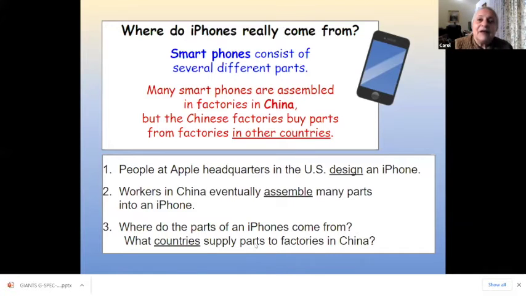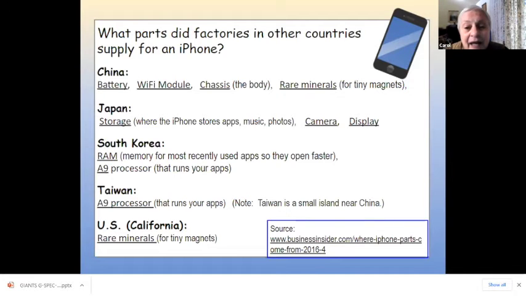So, where do iPhones really come from? This is a much smaller product, but it also consists of parts. This is based on a business magazine article that I found, a trade journal. A lot of smartphones, especially Apple's iPhone, are assembled, put together in China. But not all of the parts come from China. China has to get parts from other places. And this is what I learned in a 2016 article from Business Magazine.